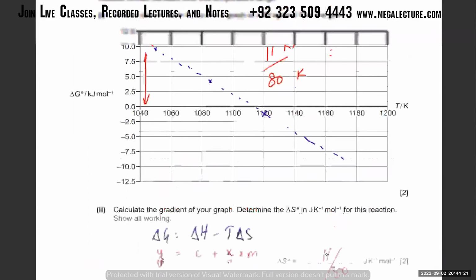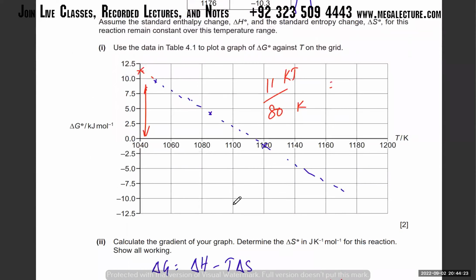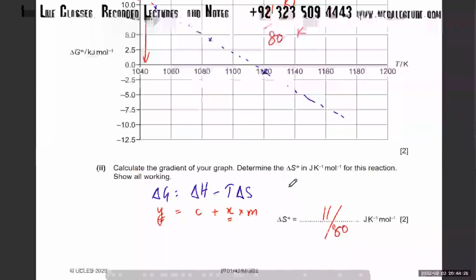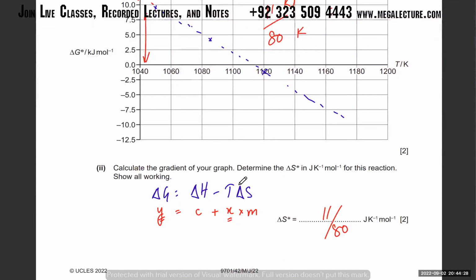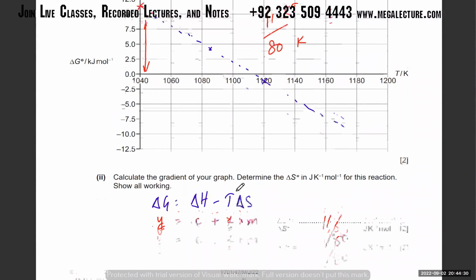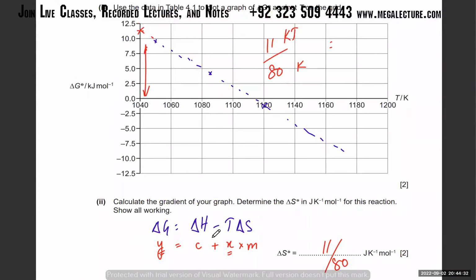So is this idea clear? This question was slightly tricky because remember delta G is equal to delta H minus T delta S, and if you're plotting delta G versus T, this equation is an equation of a straight line. Y is equal to mx plus c. Is that part clear? Yes, sir. Okay.